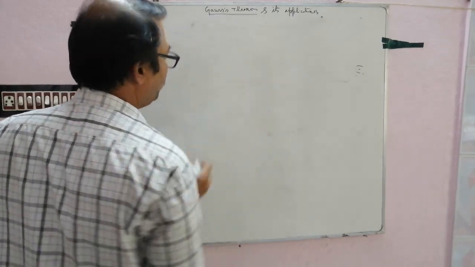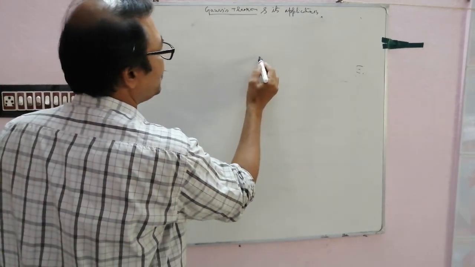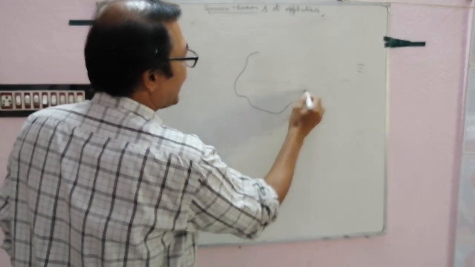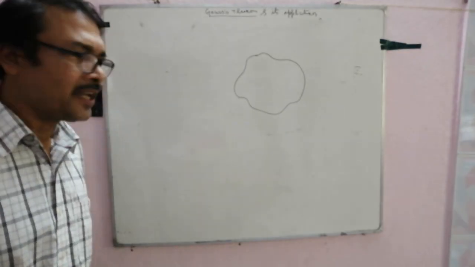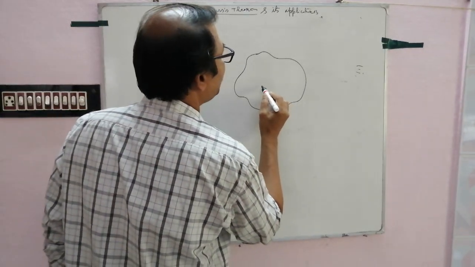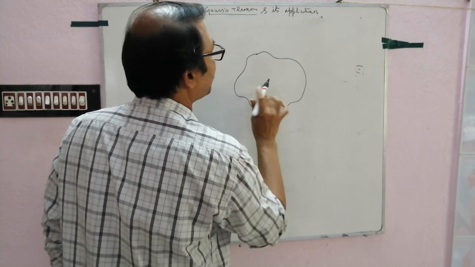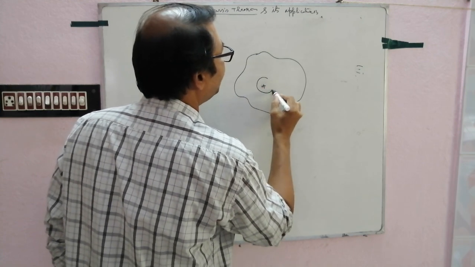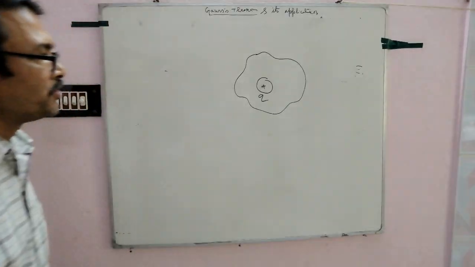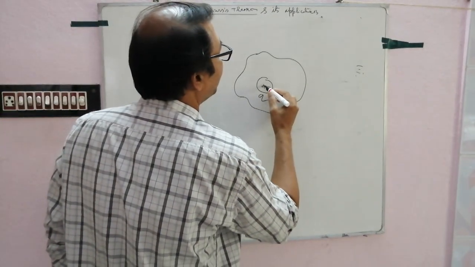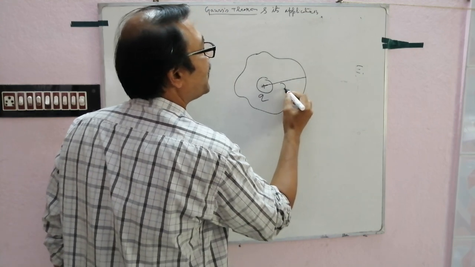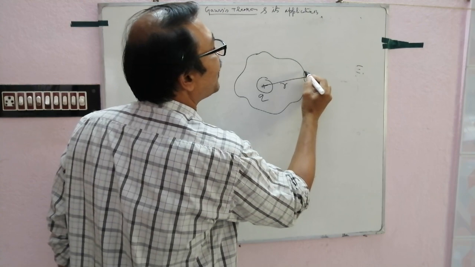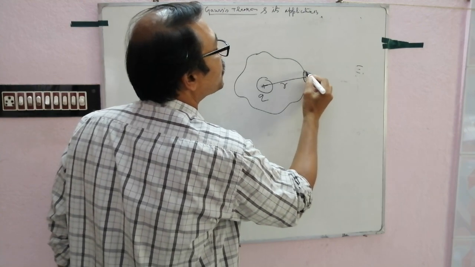Now we shall discuss Gauss's theorem. Follow. This is an area, not symmetrical. I consider a non-symmetrical area. Here is a charge plus q, a point charge, and the distance from this charge to this point of the surface is r. Now consider a small surface.